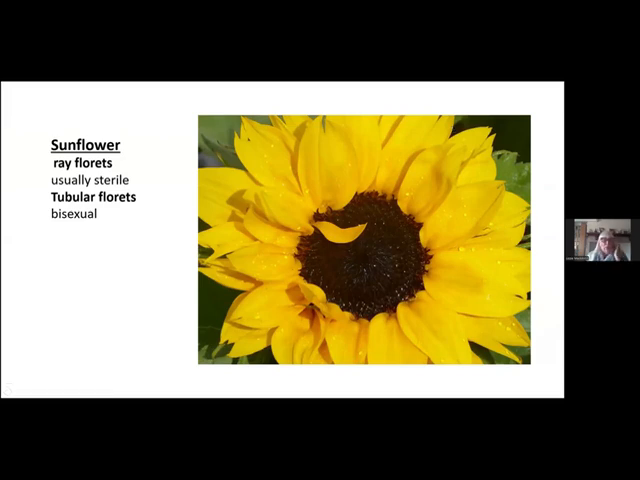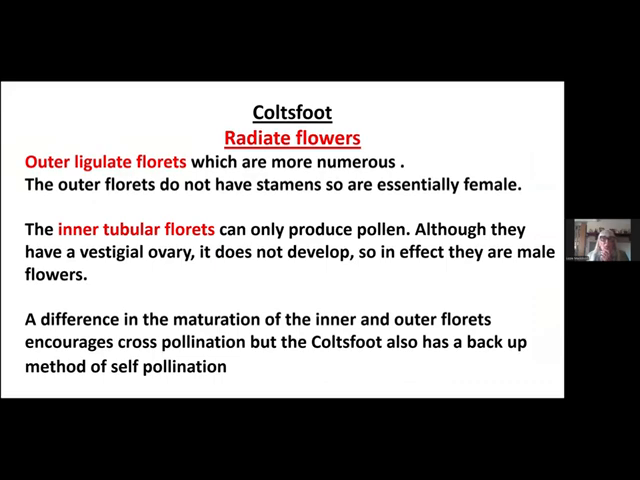The sunflower has ray florets, which are usually sterile this time, and then the tubular florets are bisexual. So it does vary from species to species. Now, the outer ligulate flowers, which are more numerous, don't have stamens. So essentially, if they're not going to be male, they don't have stamens, they're female. The tubular florets can only make pollen, although they do have a vestigial ovary.